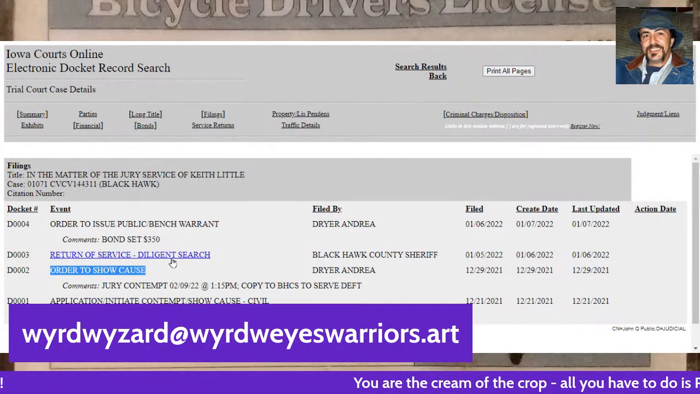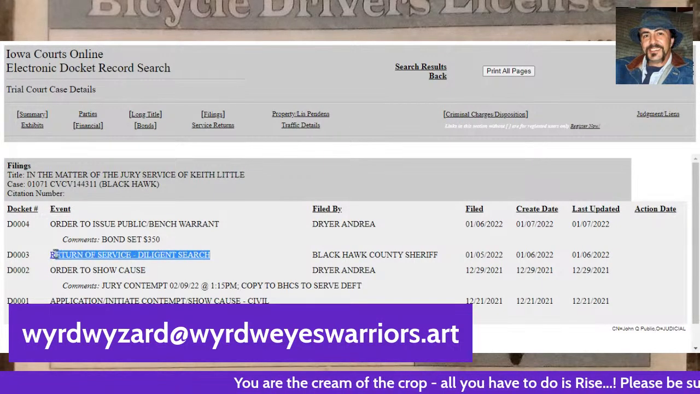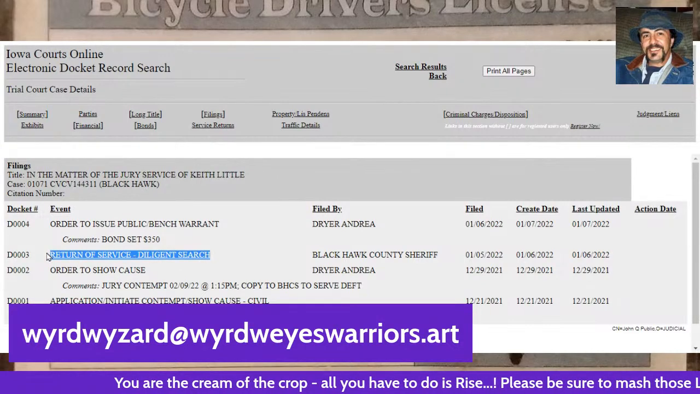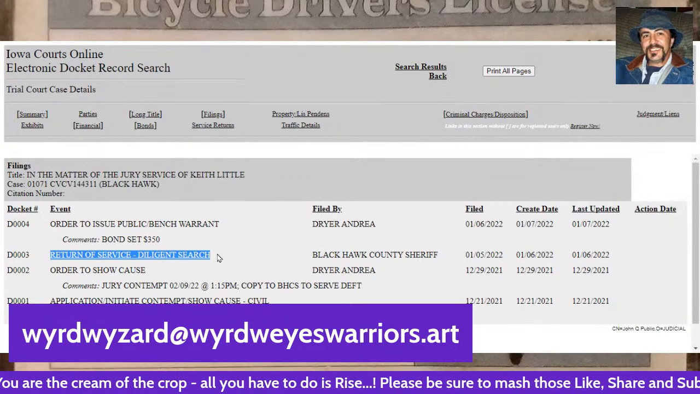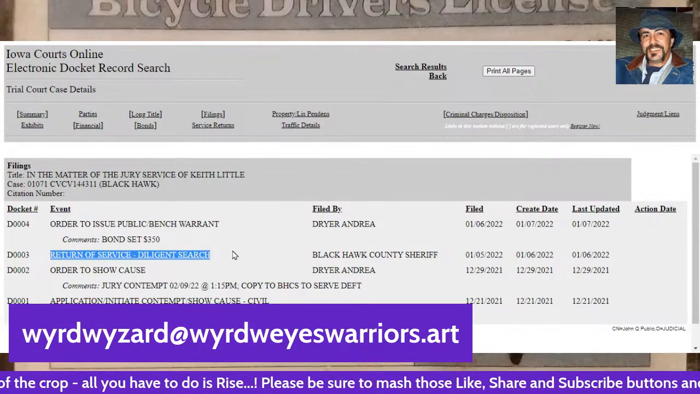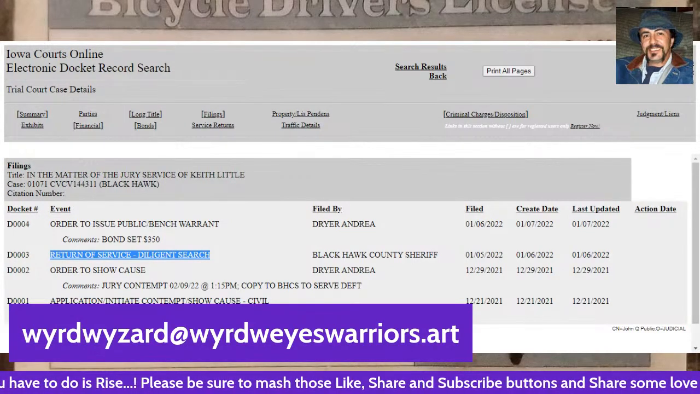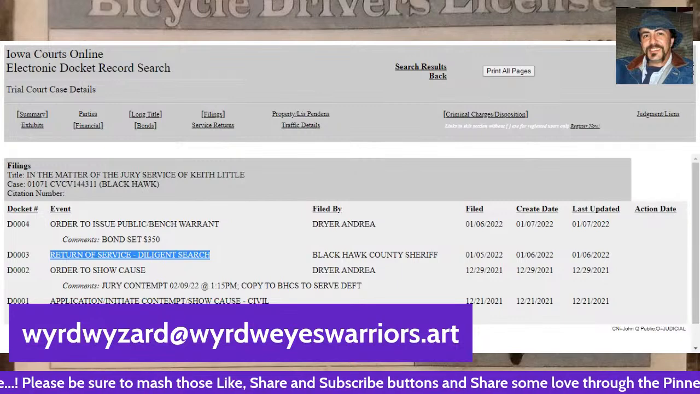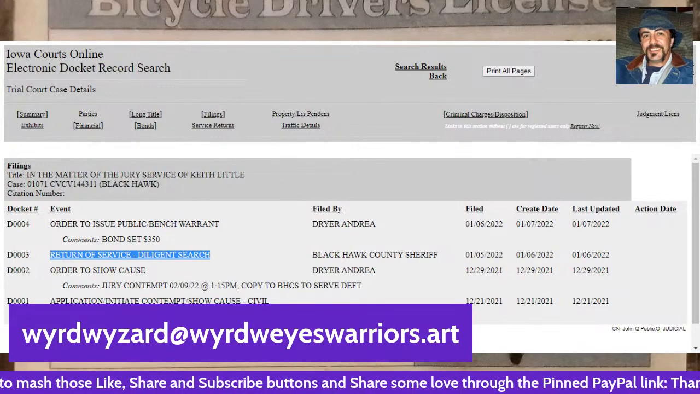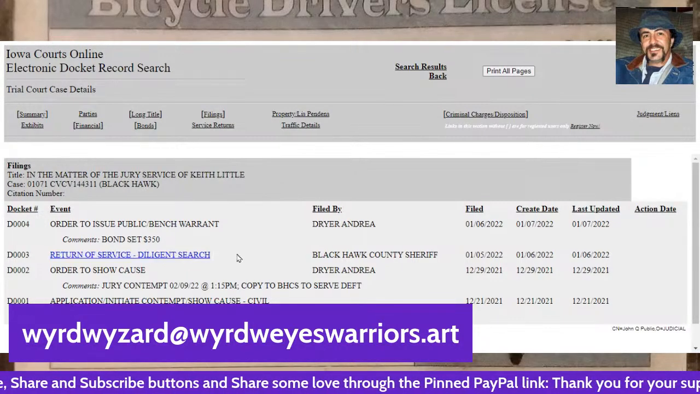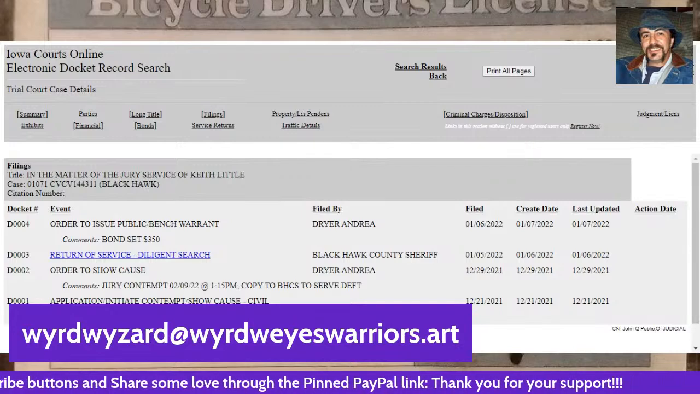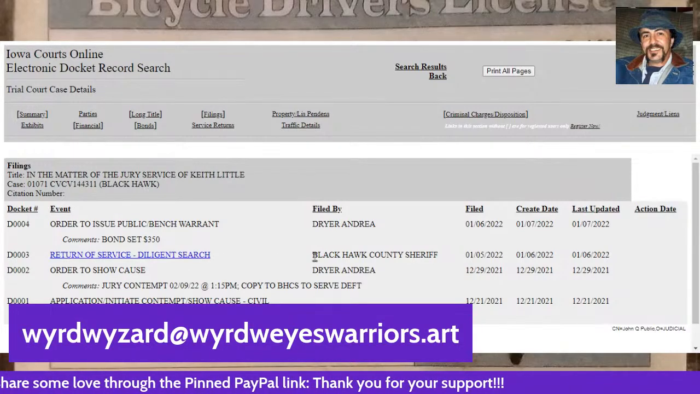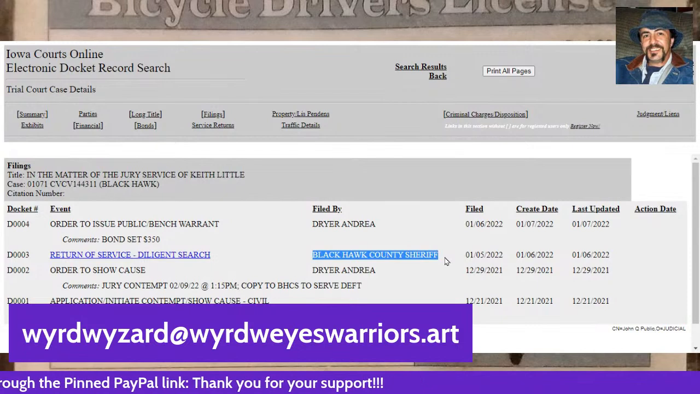Notice it says return of service, diligent search. So they made a diligent search, but it was returned for service because they couldn't serve. So they failed service of process, and the defendant didn't voluntarily appear in court. So they don't have personal jurisdiction yet, and they're posing that they do. Okay? And they issued it to the Black Hawk County Sheriff.